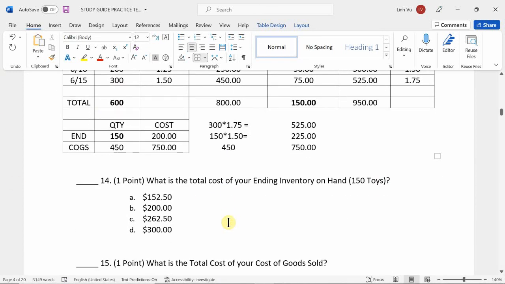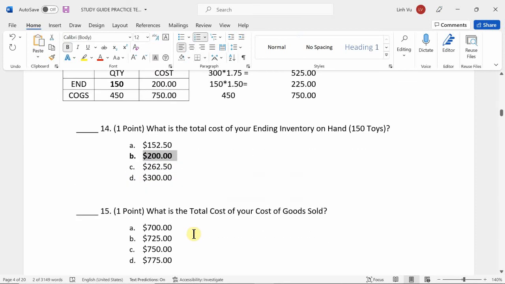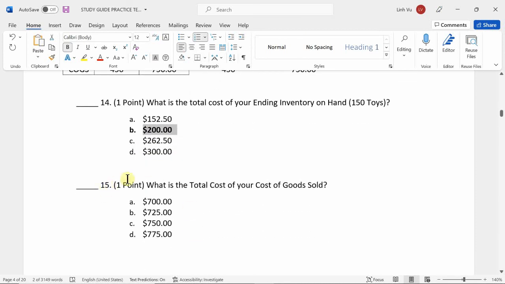So let's take a look here. What is the total cost of your ending inventory on hand? It's going to be 200. And the question that falls right behind it is, what is the total cost of your cost of goods sold? 750.